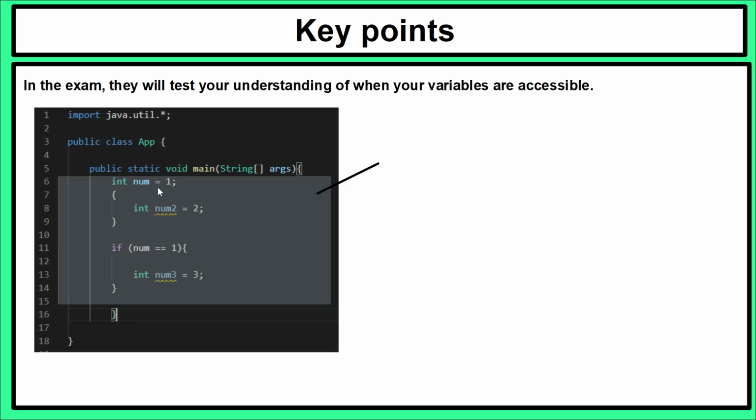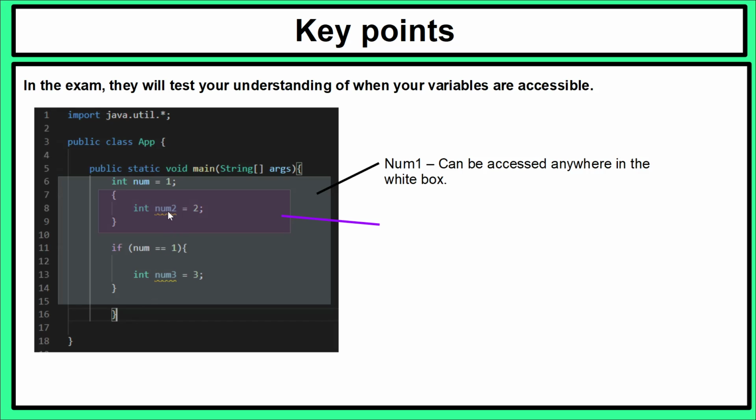The first number, the number 1 variable on line 6, can be accessed anywhere within the white box. So it can be accessed from line 6 all the way down to line 15. Between the curly brackets of line 5 and line 16, that number variable can be accessed. You can access that variable anywhere in between there.